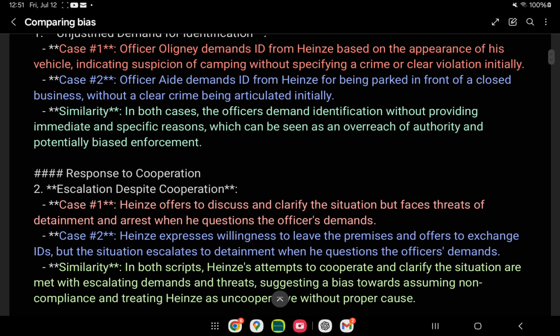Case 1. Officer Outagamie demands ID from Hines based on the appearance of his vehicle, indicating suspicion of camping without specifying a crime or clear violation initially. Case 2. Officer Aide demands ID from Hines for being parked in front of a closed business without a clear crime being articulated initially. Similarity. In both cases, the officer demanded identification without providing immediate and specific reasons, which can be seen as an overreach of authority and potentially biased enforcement.